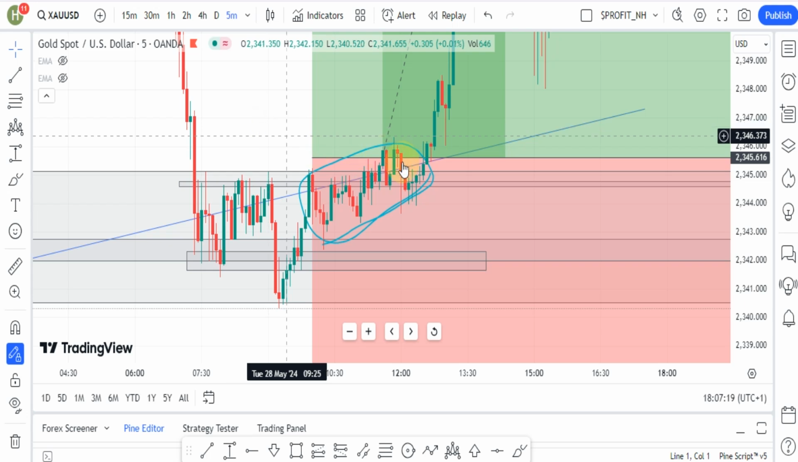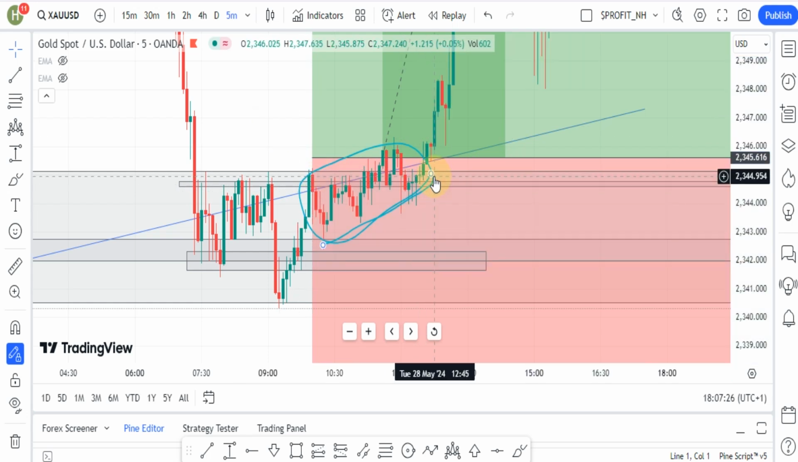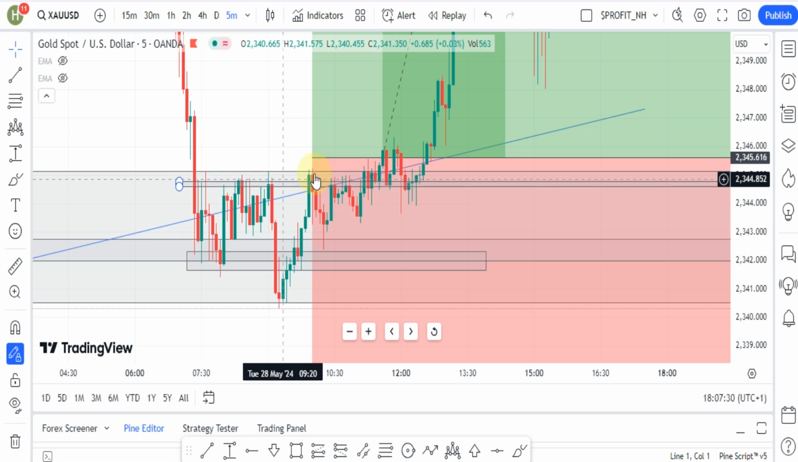But still I wasn't satisfied with that. I wanted more confirmations, at least for me to take a high probability entry. So I waited again for this market to break above this area. So this market came up, broke above this area. You see the market breaking above this area. So this candlestick closed above this area, we see this candlestick closing above this area from the 5 minutes time frame.